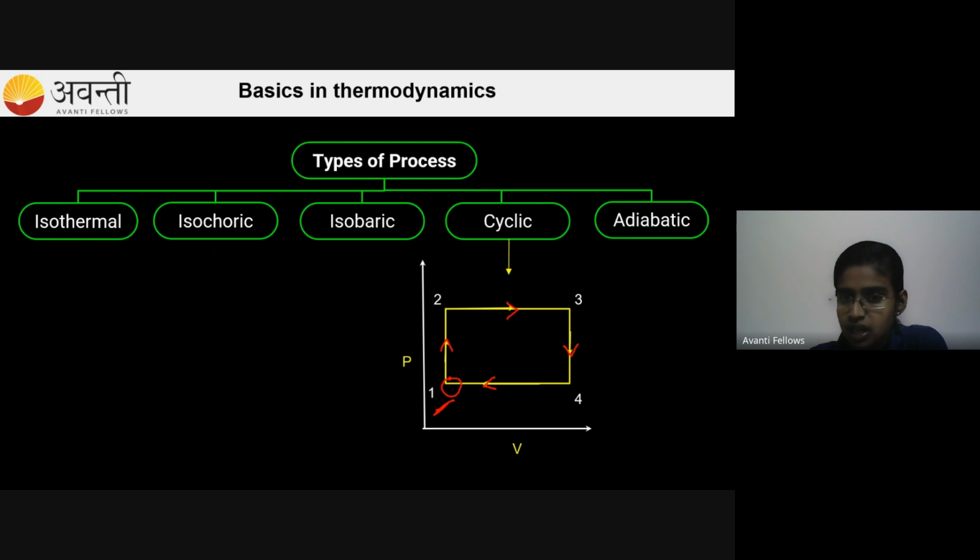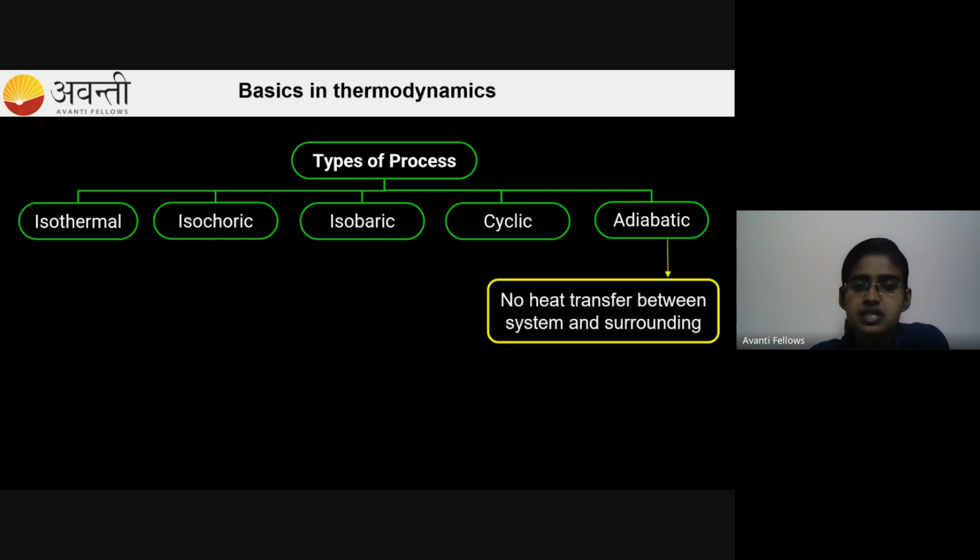And coming to the last process, which is the adiabatic process, adiabatic means there is no heat exchange between the system and surroundings. There is no heat transfer between the system and surroundings. Those kinds of walls are said to be adiabatic walls, and the process occurring in that system is an adiabatic process. So these are the 5 types of process which are very important for you to know in this lesson.